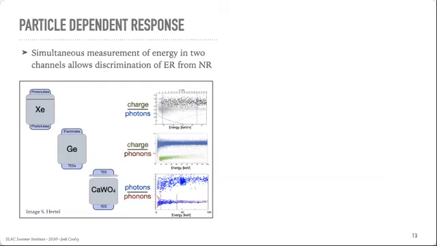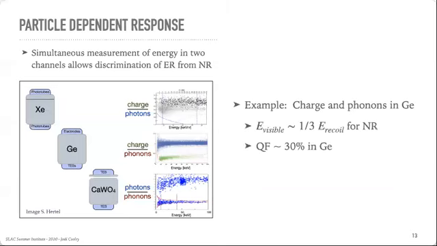Charge: this is again your electron recoils in blue. In green here are your nuclear recoils, and down here are your electron recoils versus your nuclear recoils. So you can see that can provide really great discrimination. As an example, the visible energy is essentially one third of the recoil energy in a nuclear recoil in germanium. So this is like a quenching factor, where this is like 1 and this is like 0.3.